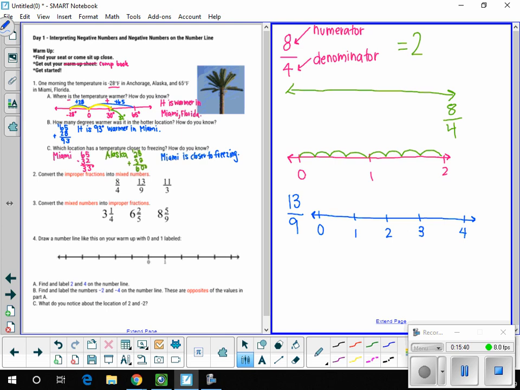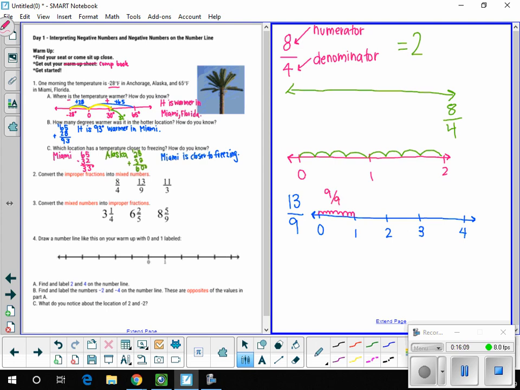Elizabeth, what are the size of our pieces? How big are they? Ninths, yeah. And Brooke, how many pieces do we have? We have 13, oh great. So between 0 and 1, that's going to be 9 ninths. Okay, so let's go ahead and draw 9 little jumps, and each of those is going to represent a ninth. All right. So 1, 2, 3, 4, 5, 6, 7, 8, 9. So that represents 9 ninths.